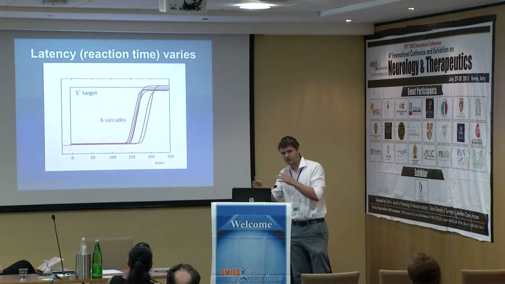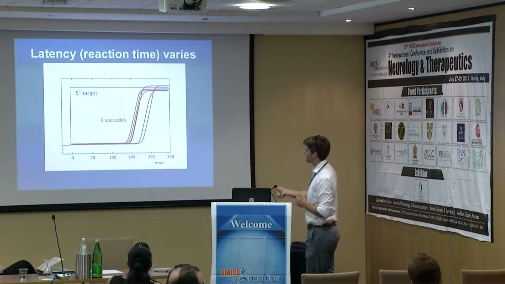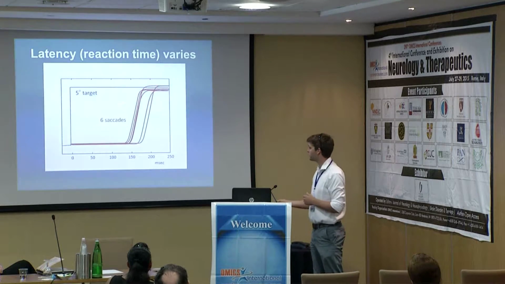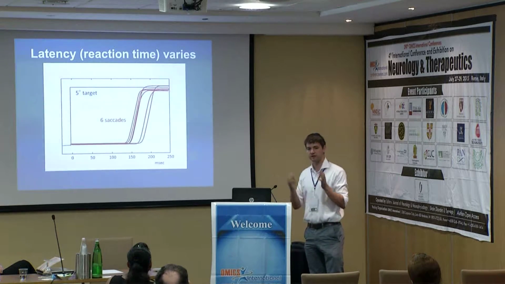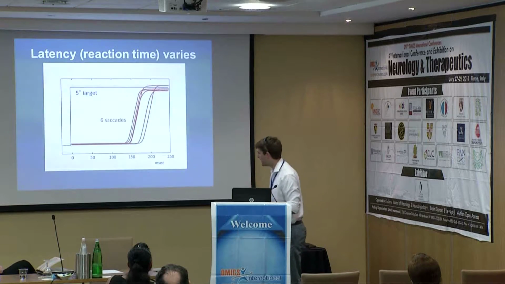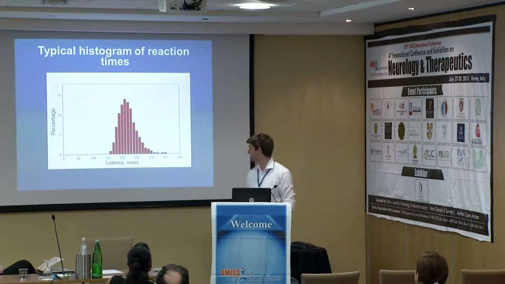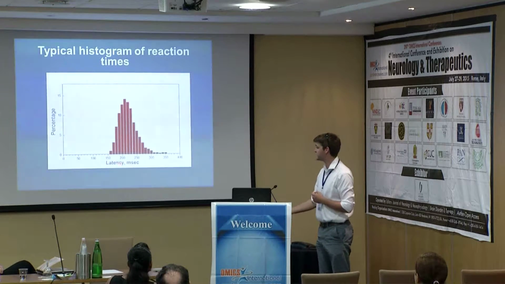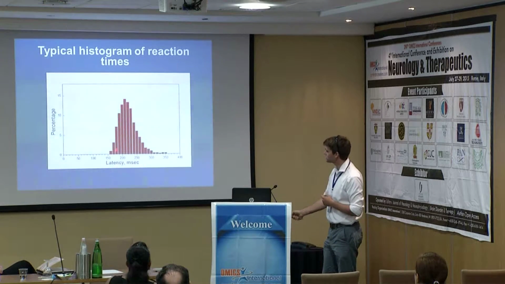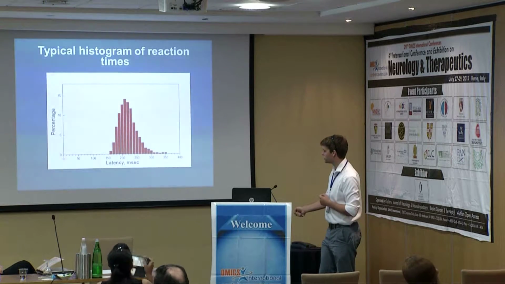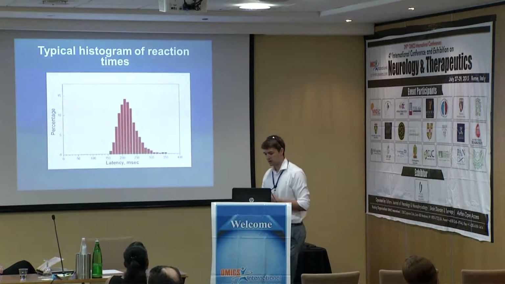If we do that sequentially, the actual velocity of the eye doesn't change. The speed of the eye movement is the same each time. But what varies is the latency, the time between presentation of the stimulus and the beginning of that eye movement. That's what interests us. Because if we look at it on a typical histogram, you can see latency plotted here. There's quite a skewed distribution, with a skew towards the longer latencies.